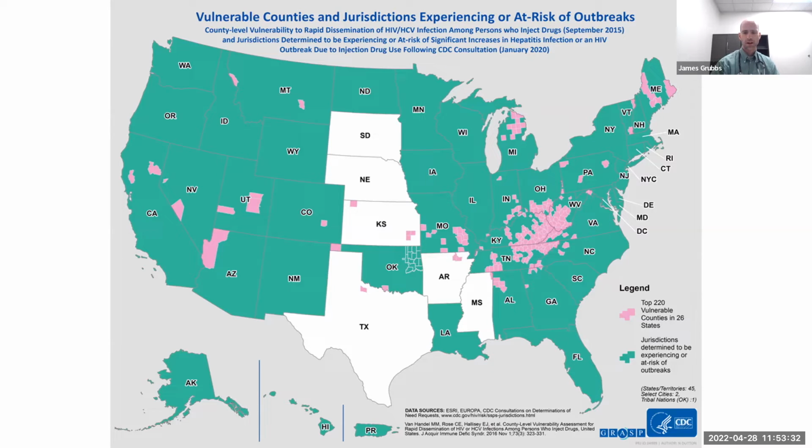We had talked about some of the things that played into the vulnerability analysis: the availability of treatment for substance use disorder, the proportion of the population with substance use disorder and injection use, and also the availability of syringe service programs.